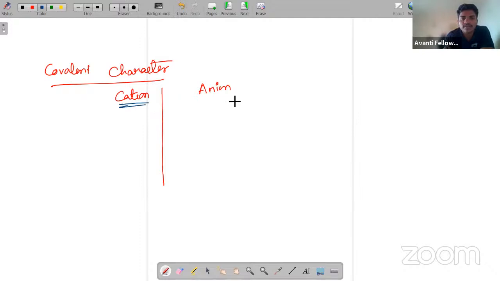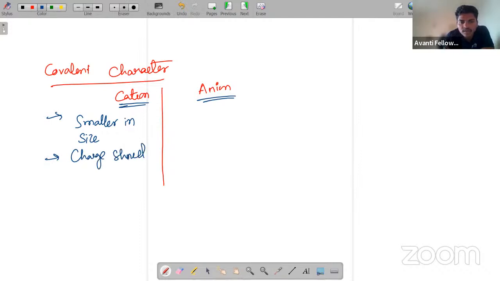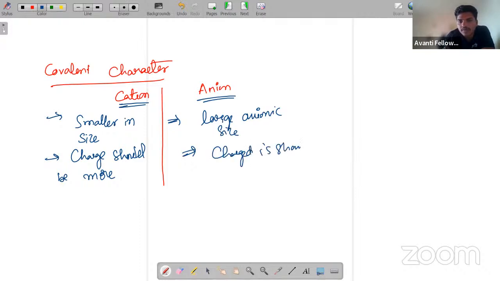Now for the cation, how will it look? The cation should be smaller in size, and second, the charge should be more. Okay, its charge should be more. And for the anion, the size should be large, large anionic size. And what about the charge? The charge should also be more.